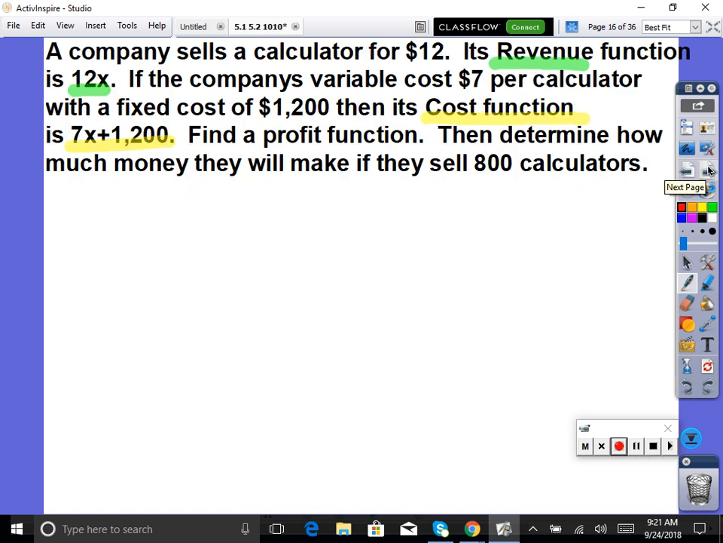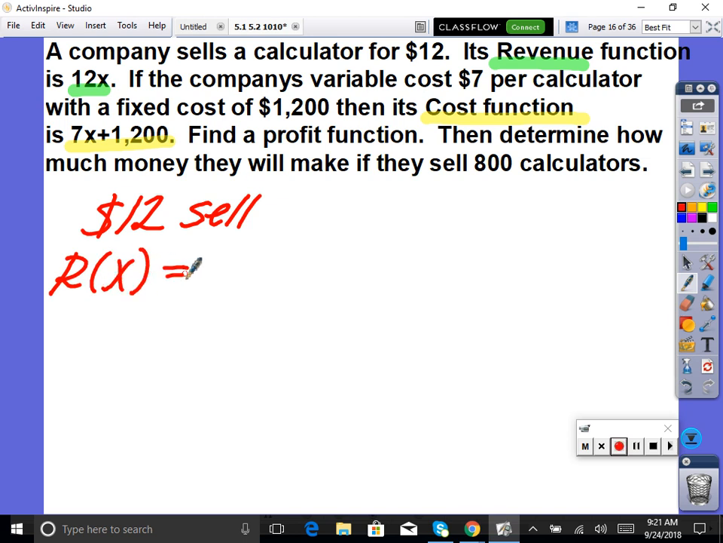So let's read an example. Okay, so it says a company sells a calculator for $12. Now it says its revenue function is 12x. Now think about why that makes sense. The revenue that they're going to make is going to be 12x. Now x is the number of calculators, right? So if they only sell 3 calculators, they're making $36. You guys see why that function makes sense? 12x. Because we don't know how many they're going to sell.